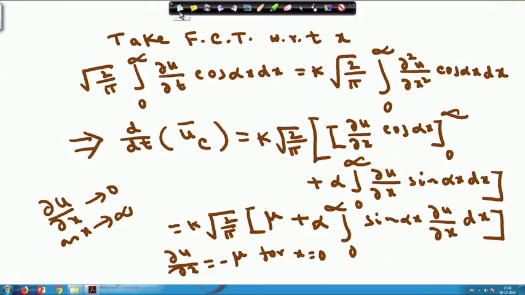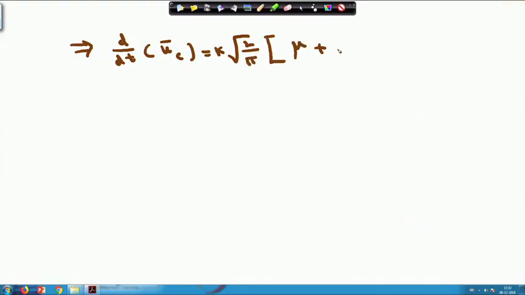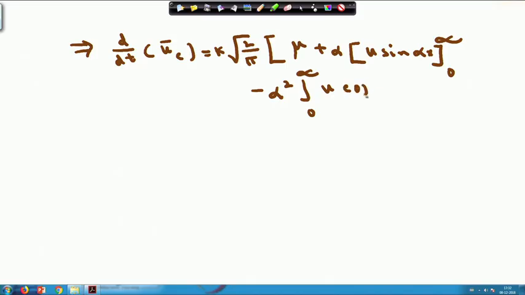Once I get this, I can again write, which implies d dt of u bar c equals k into root over 2 by pi into mu plus, again breaking the integral, u into sine alpha x from 0 to infinity minus alpha square into integral 0 to infinity u cos of alpha x dx, and this equals root over 2 by pi into k mu, and this integral is nothing but, again, the Fourier cosine transform of u.